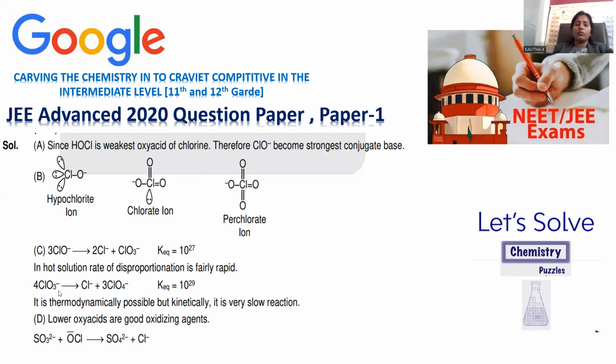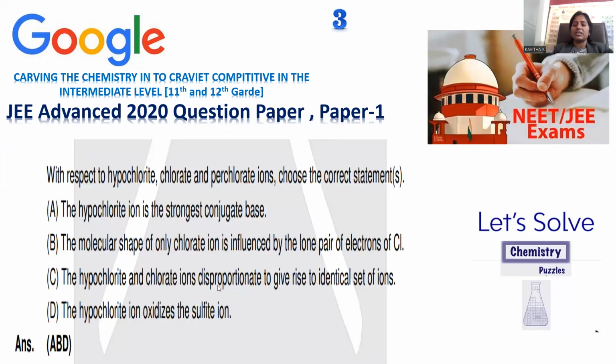If you go with ClO3 minus, called chlorate, whenever chlorate disproportionates, you can find one is Cl minus, another is ClO4 minus. Here one chlorine is in minus 1, another chlorine is in plus 7. So can you find the same products by the disproportionation? No. Here Cl minus is common, but ClO3 minus and ClO4 minus are different. So we can't say option C is correct. Both are not identical, rather both are different. Move on to option D.